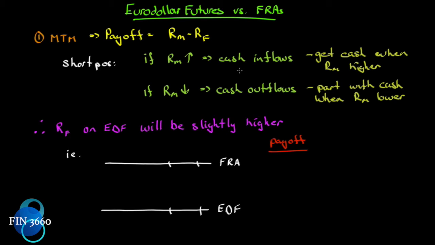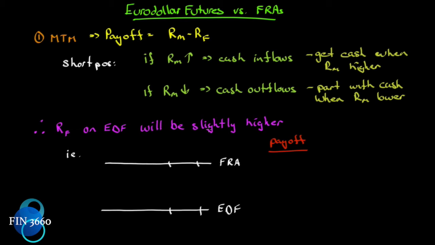So we've got kind of an asymmetrical payoff. When we're getting cash, it's even better because it's at higher interest rates. When we're losing cash, it's not so bad because it's at lower interest rates. Well, that has a benefit for anyone who is mark to market versus somebody who isn't. So the futures rate that we observe on the futures contract will be slightly higher as a result.